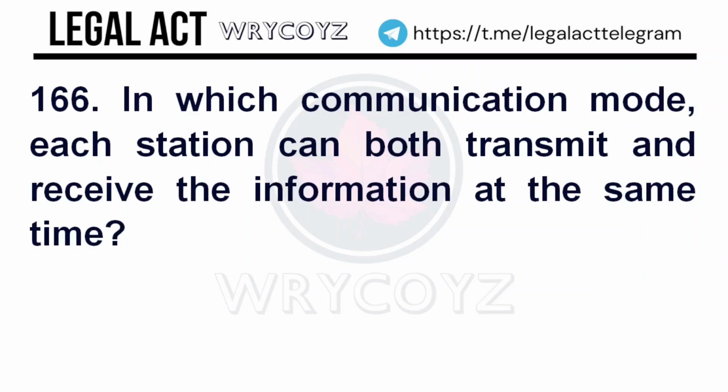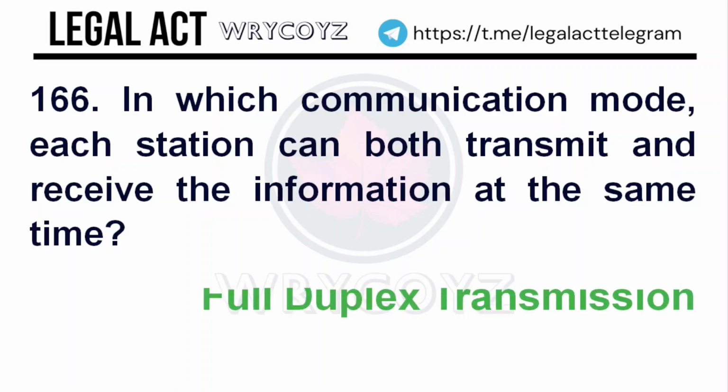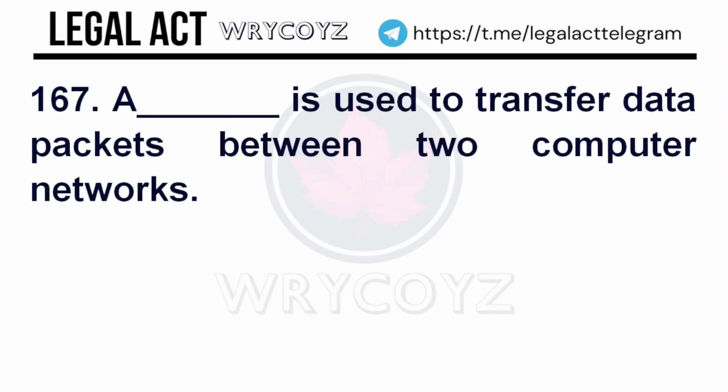166. In which communication mode each station can both transmit and receive the information at the same time? The answer is full duplex transmission. 167. A dash is used to transfer data packets between two computer networks. The answer is router.